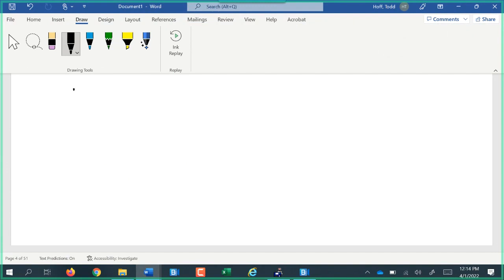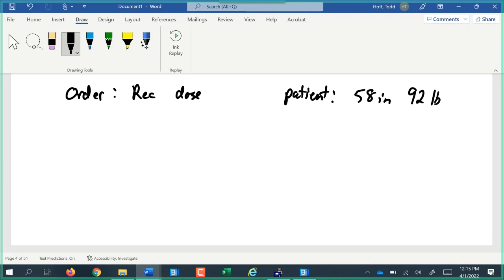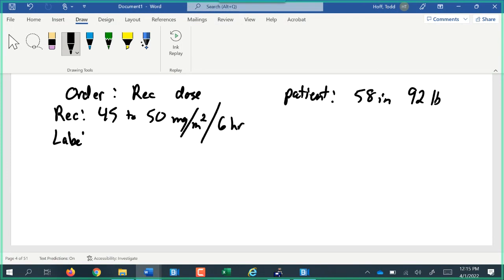So let's say we have an order to administer the recommended dose for a patient that is a height of 58 inches and a weight of 92 pounds. And so our recommended dose is given as 45 to 50 milligrams per meter squared per 6 hours. And the label on our supply says that we're looking at 15 milligrams in 4 milliliters.